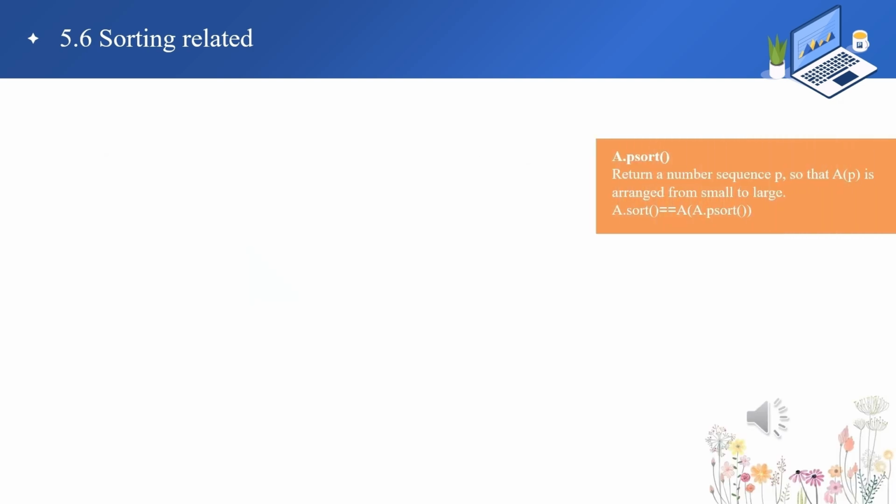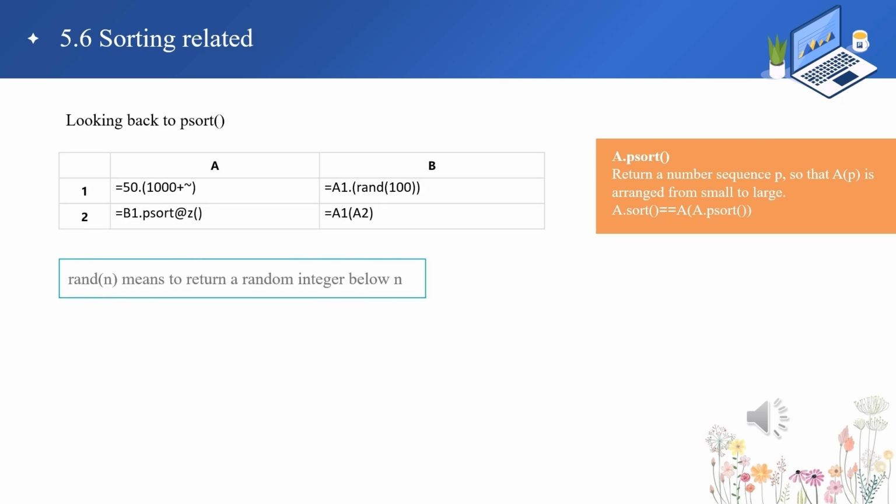Looking back, psort is not only used to define sort, but also useful. Look at this code. The rand n in B1 means to return a random integer below n, regarding A1 as the student numbers of a group of students. Actually, we should use names, but wait until we learn about strings. We just use integers as student numbers for now. B1 can be understood as the scores of these students, which correspond to the members of A1 one by one.